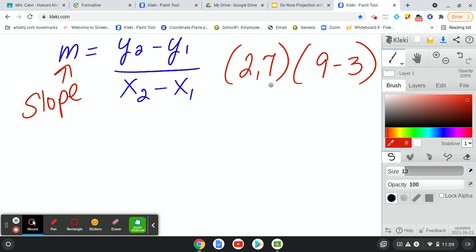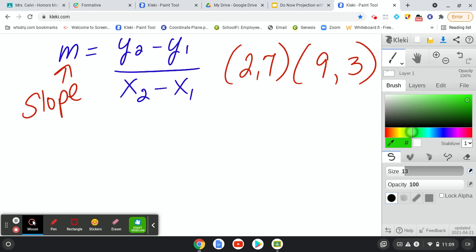So as I mentioned in class, it doesn't matter which ordered pair is listed first. I have 2, 7 listed first, and this should be a comma. Give me a second. So that should be a comma. And 9, 3 listed second. Now, I could have 9, 3 listed first and 2, 7 listed second. Doesn't matter. Your slope will come out to be the same.